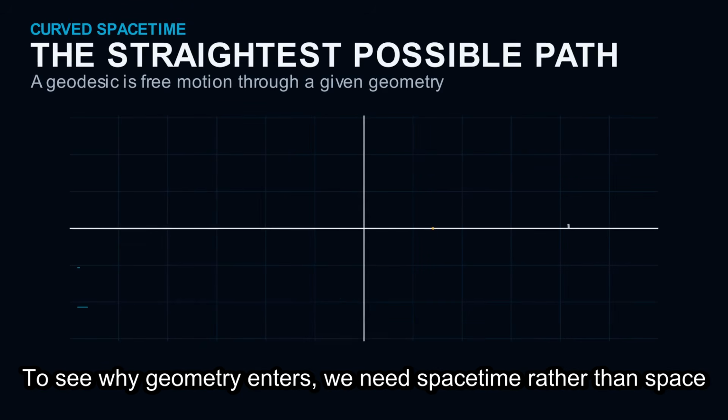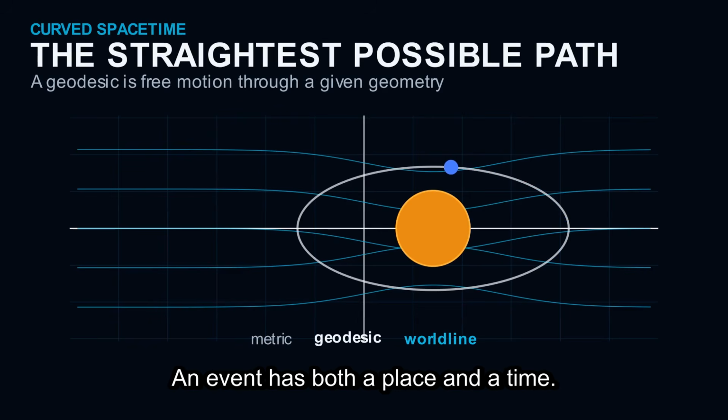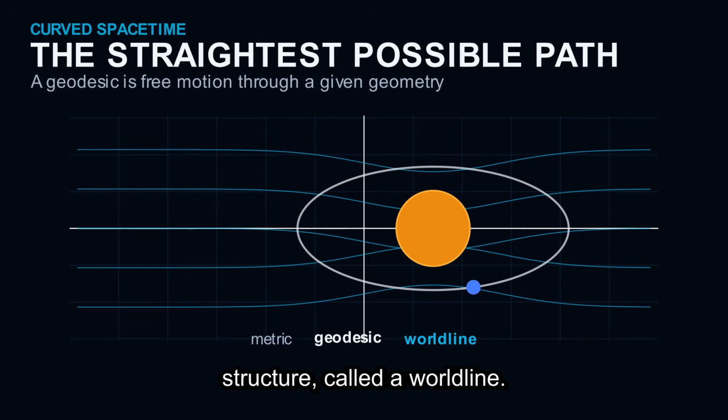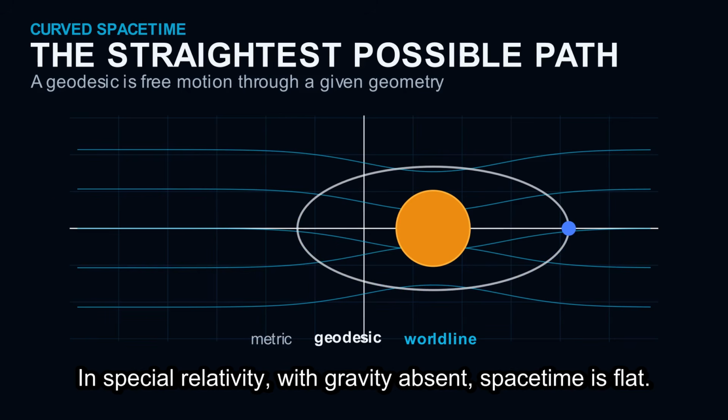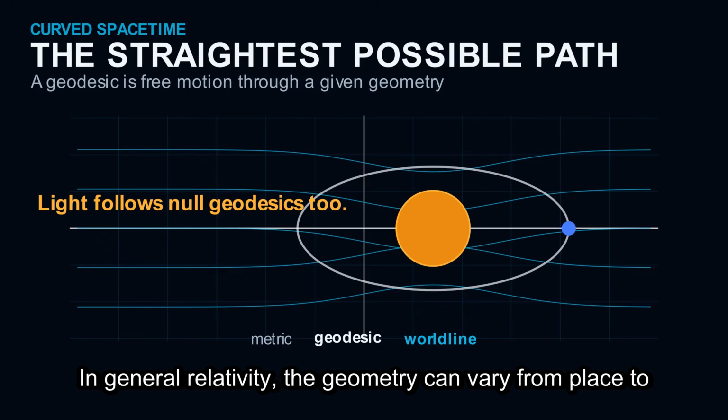To see why geometry enters, we need spacetime rather than space alone. An event has both a place and a time. A moving object traces a path through this four-dimensional structure, called a world line. In special relativity, with gravity absent, spacetime is flat. Free objects follow the straightest possible world lines. In general relativity, the geometry can vary from place to place.